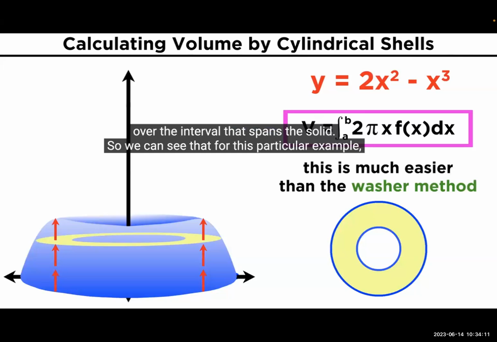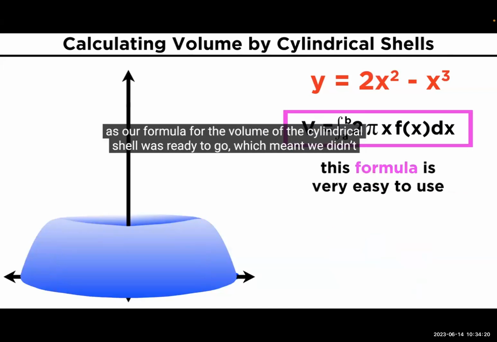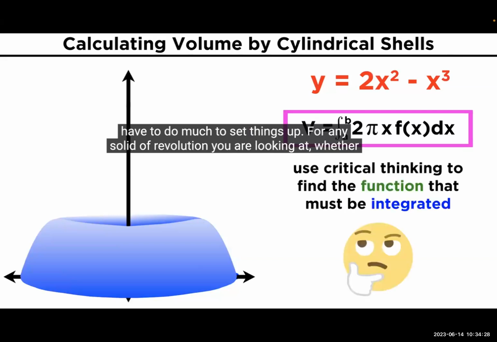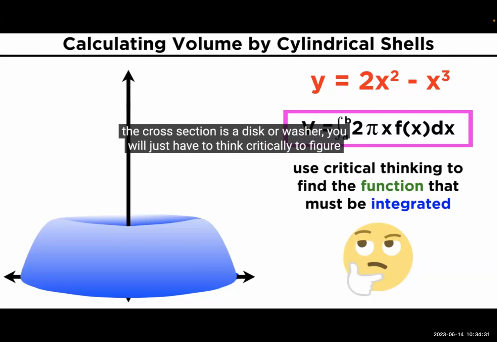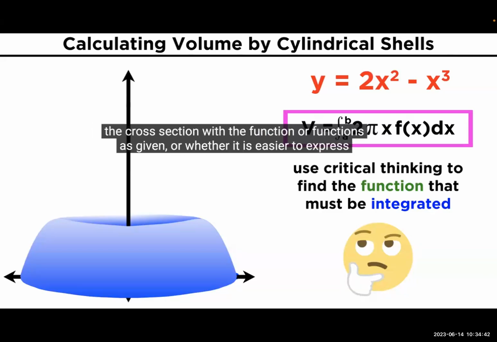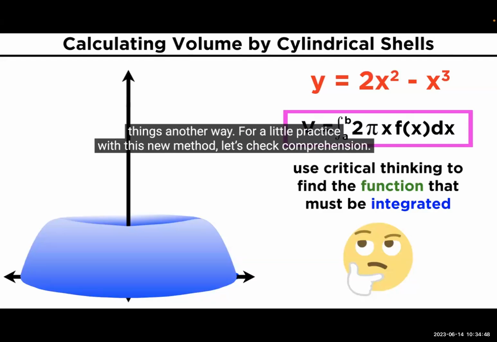So we can see that for this particular example, this method ended up being easier than the washer method we used in the previous tutorial, as our formula for the volume of the cylindrical shell was ready to go, which meant we didn't have to do much to set things up. For any solid of revolution you are looking at, whether the cross-section is a disk or washer, you will just have to think critically to figure out which approach is best, depending on whether it is easy to find the radius or radii of the cross-section with the function or functions as given, or whether it is easier to express things another way. For a little practice with this new method, let's check comprehension.